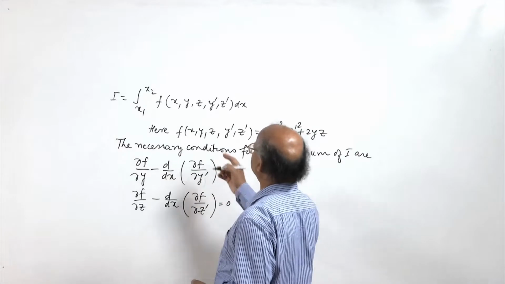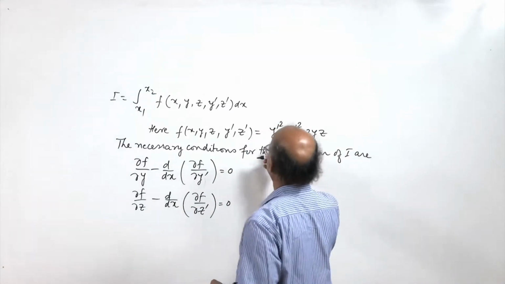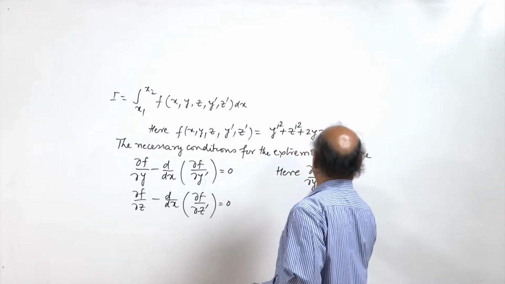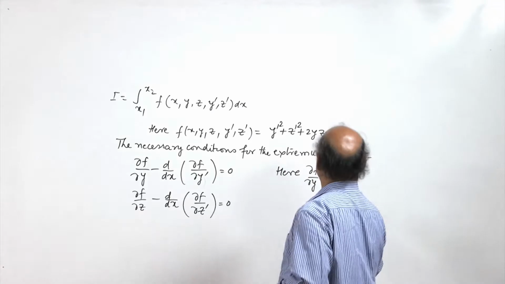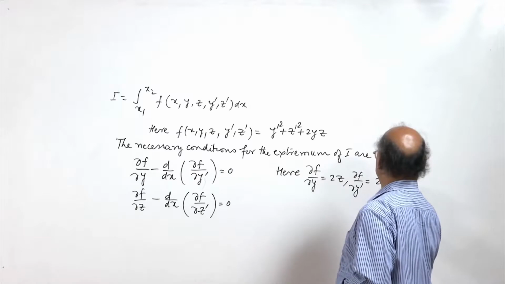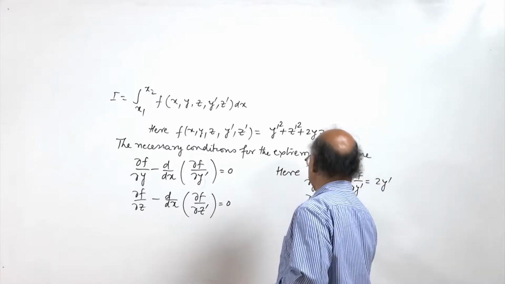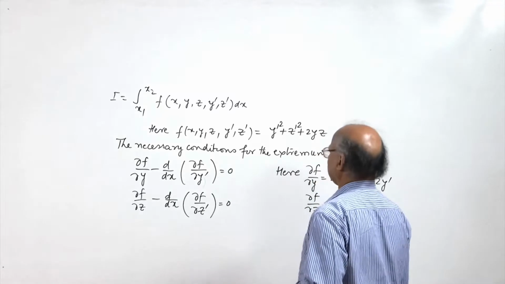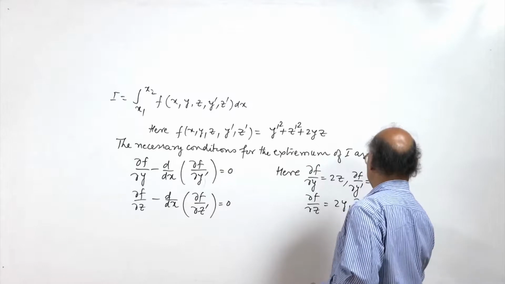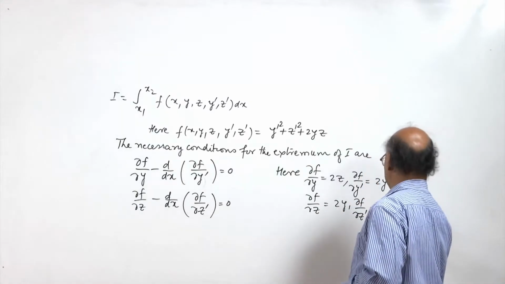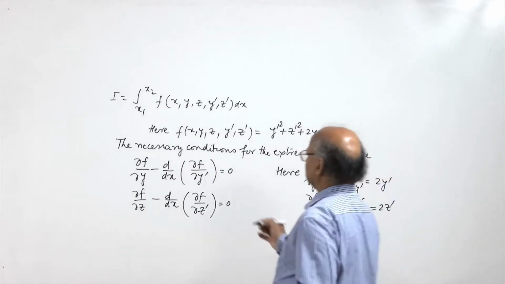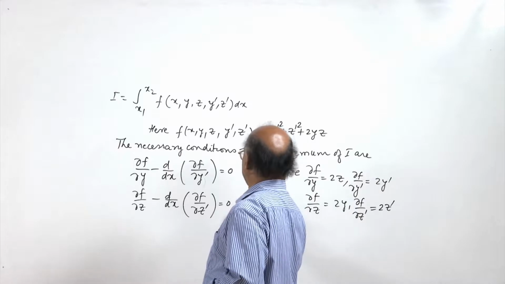Now let us find delta F over delta y. So here delta F over delta y is equal to 2z, delta F over delta y dash is equal to 2y dash, delta F over delta z is equal to 2y, delta F over delta z dash is equal to 2z dash. So let me call this equation 1, this equation 2.